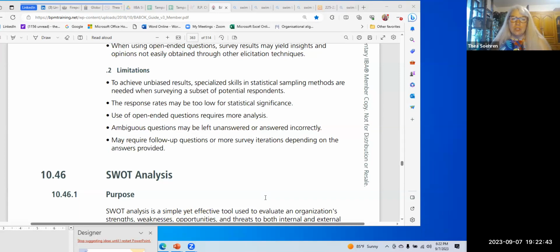Use of open-ended questions requires more analysis. Ambiguous questions may be left unanswered or answered incorrectly, and may require follow-up questions or more survey iterations depending on the answers provided. So you really have to figure out what you're committed to, how important it is, how focused you want to be on this, so that you can achieve your goal.